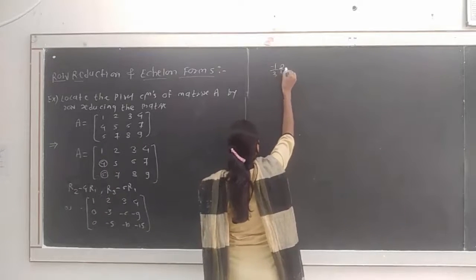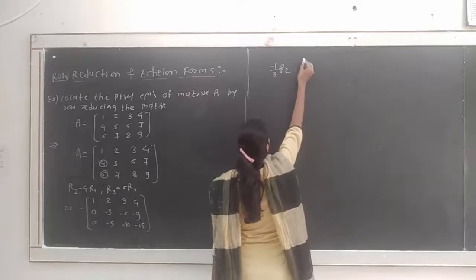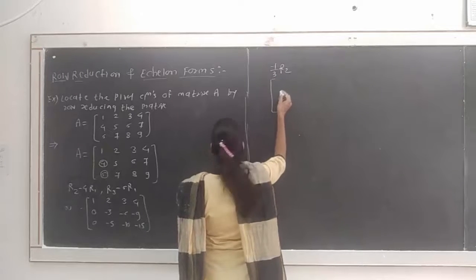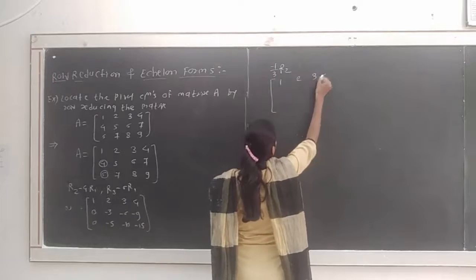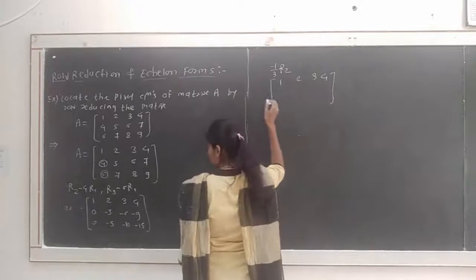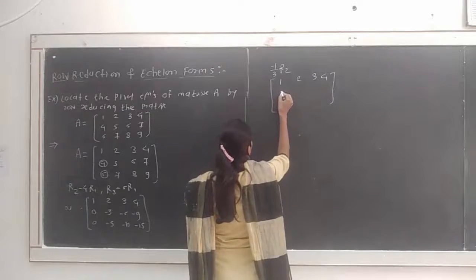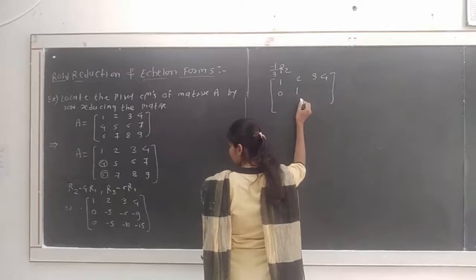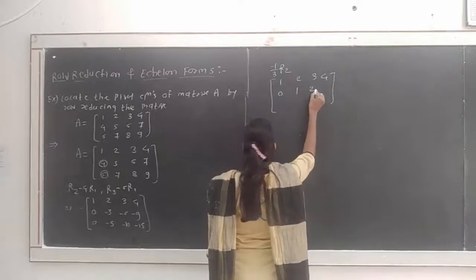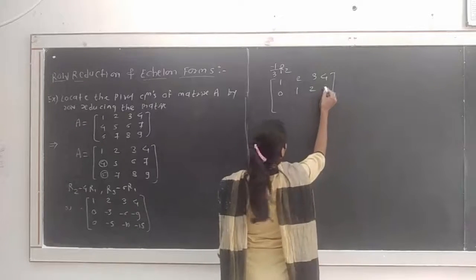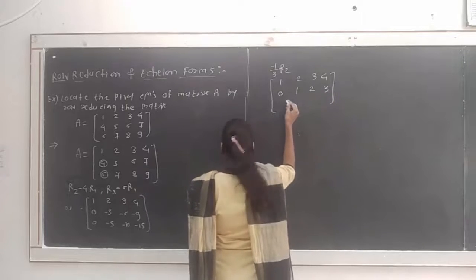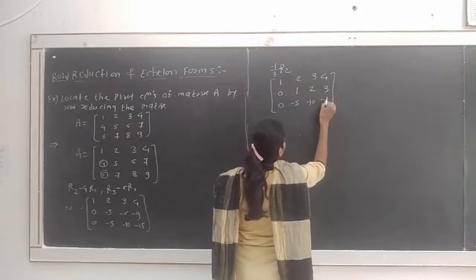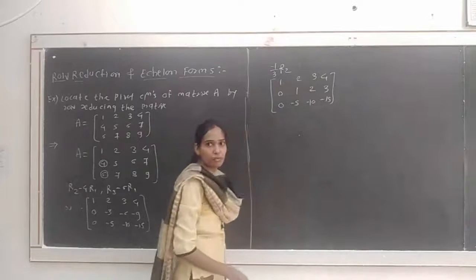So we first make minus 3 a 1 by applying the row operation minus 1 by 3 R2. Then we have to get the new matrix, that is 1, 2, 3, 4. First row as it is, second row changes. 0 divided by minus 3 will be 0, minus 3 by minus 3 is 1. Then minus 6 divided by minus 3 we get 2, and minus 9 divided by minus 3 we get 3. Then 0, minus 5, minus 10, minus 15. Third row will be as it is.